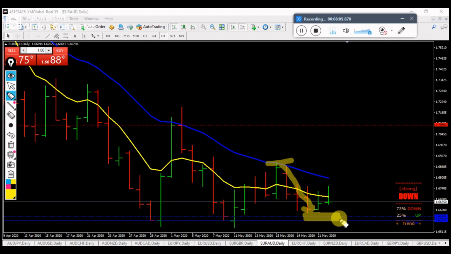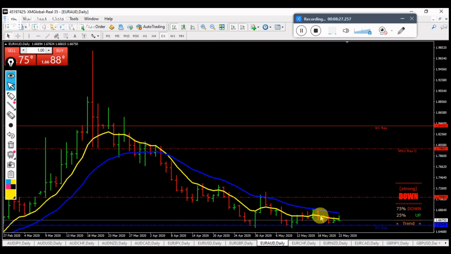As I told you previously, I'm expecting AUD pairs to go down. So if it touches this level, then I'm expecting it will go up. But on the other side, if that pair breaks this level, one of our key support levels, then I'm expecting it will go down, and it will go down a lot.